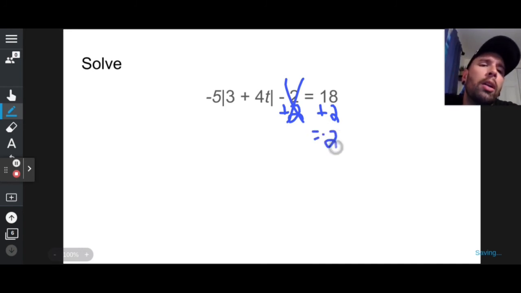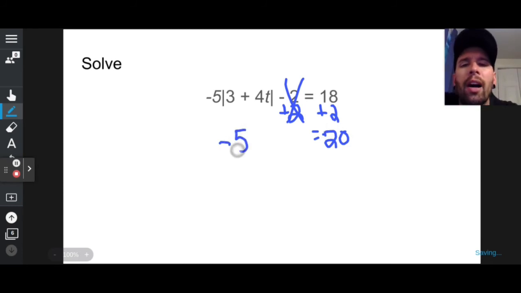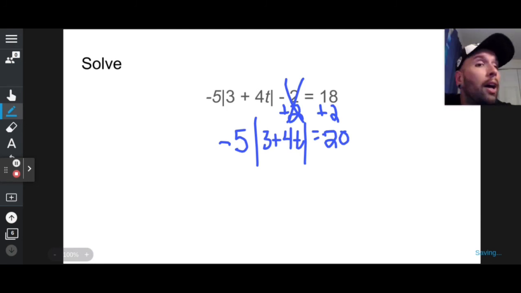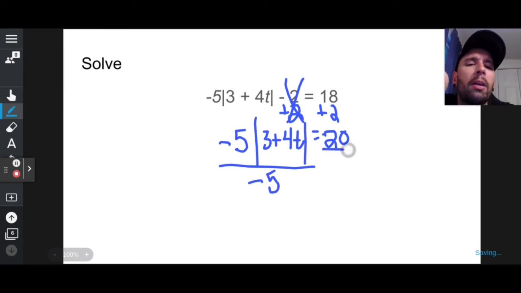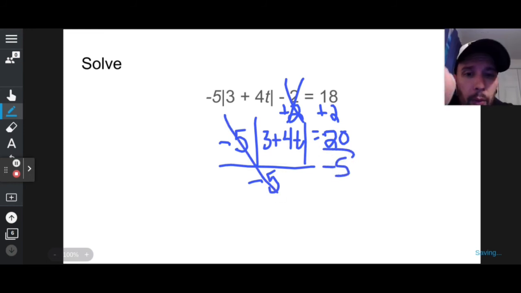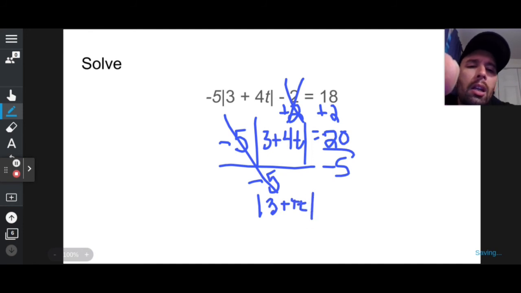So that leaves me with 20 over here. Perfect. Now on the left side I have negative 5 times the absolute value of 3 plus 4t. The absolute value is still not by itself, so I'm going to divide everything by negative 5. And so I am left with the absolute value of 3 plus 4t equals negative 4.